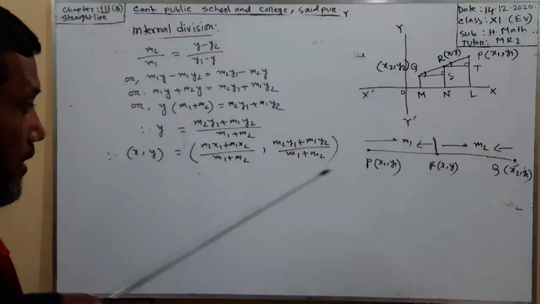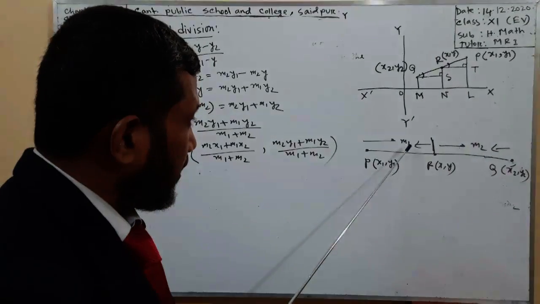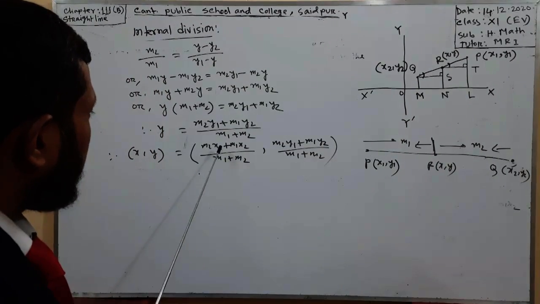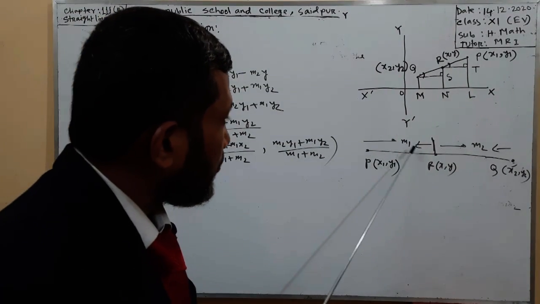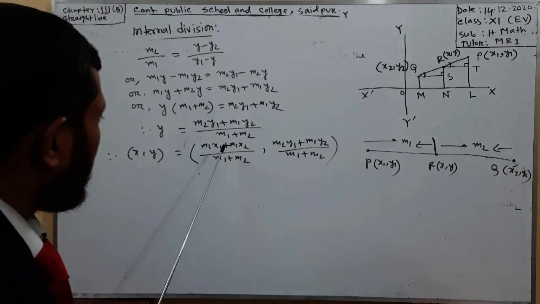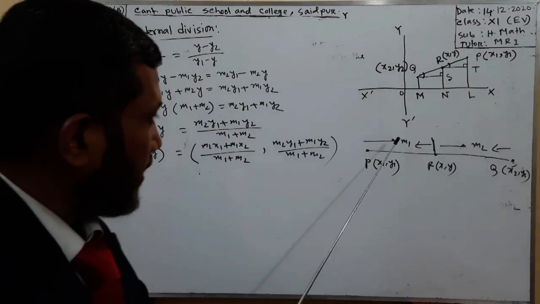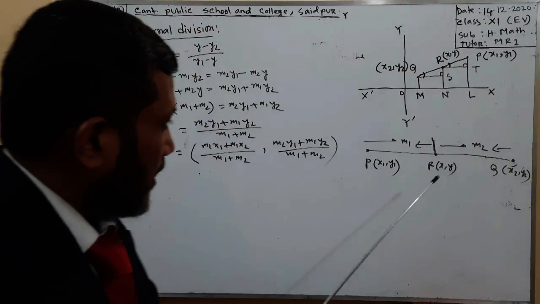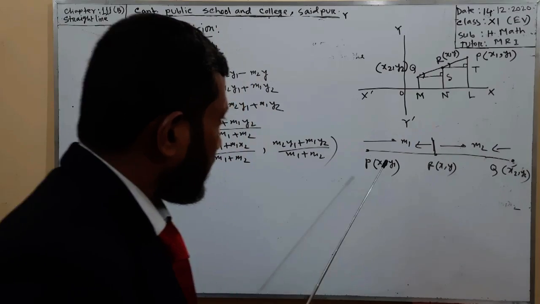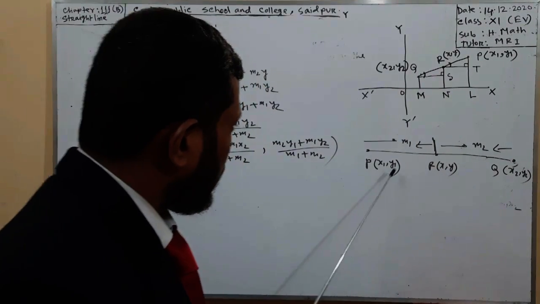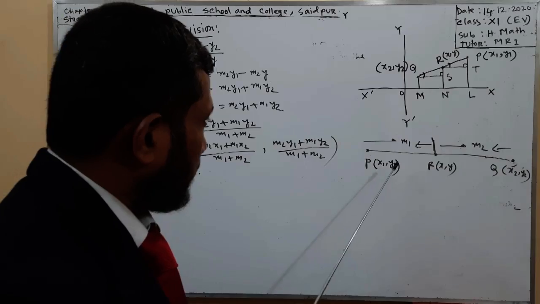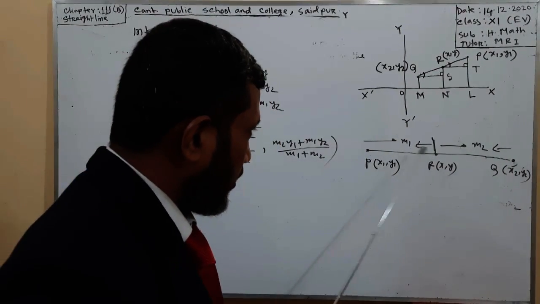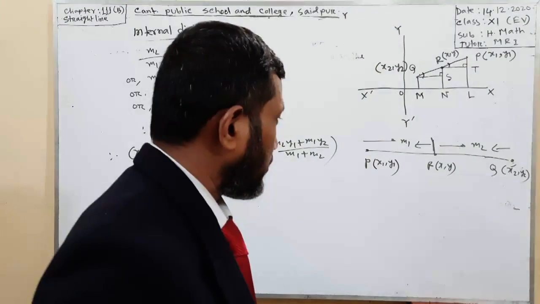Okay, the coordinates of x will be (m2 multiplied by x1 plus m1 multiplied by x2) divided by (m1 plus m2). The coordinates of y will be (m2 multiplied by y1 plus m1 multiplied by y2) divided by (m1 plus m2).